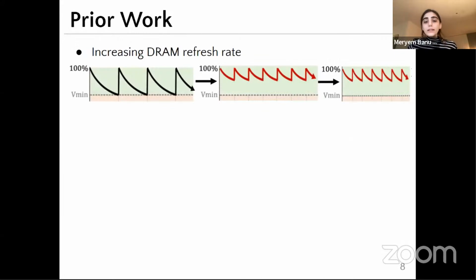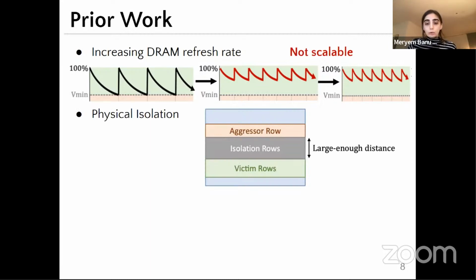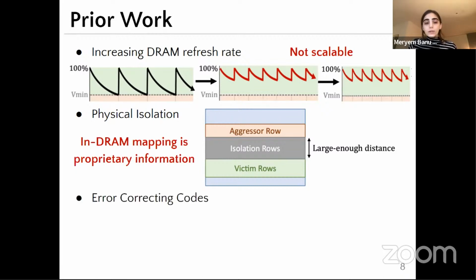Before we switch to the analysis of in-DRAM TRR, I would like to mention some of the prior proposals. The first, and an easy one, was to increase the refresh rate. But since the refresh rate needs to be increased significantly for current modules, this solution is not scalable. Another proposal is to isolate the victim rows from the aggressor rows by putting some additional isolation rows between them. This solution requires knowledge of in-DRAM row mapping, which is proprietary information. So this is not feasible as well. Another proposal was to use error correcting codes to correct the bit flips, which in turn proved to be ineffective due to the large number of bit flips RowHammer attacks can create per cache line.